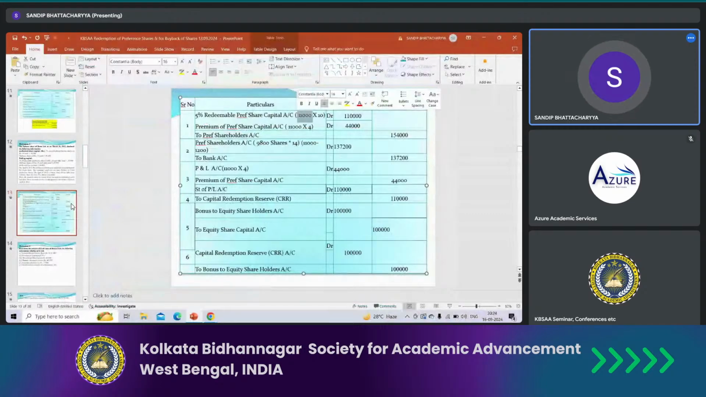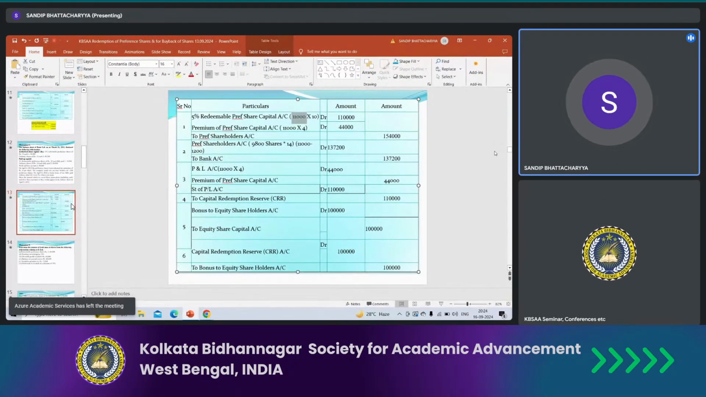I am highlighting this. That is 11,000 into rupees 10, so the total is 1,10,000. That is the 5% redeemable preference share capital. Premium on preference share capital, I am highlighting, that is the 40% premium value, that is 11,000 into rupees 4, that is 44,000. To preference shareholder account, that is 1,54,000.